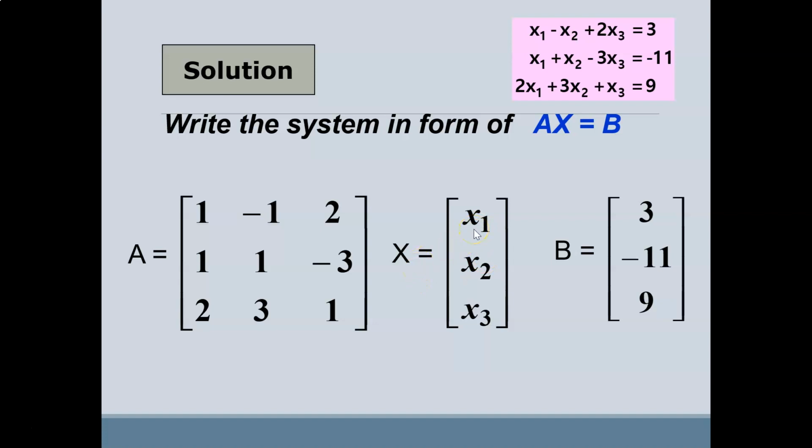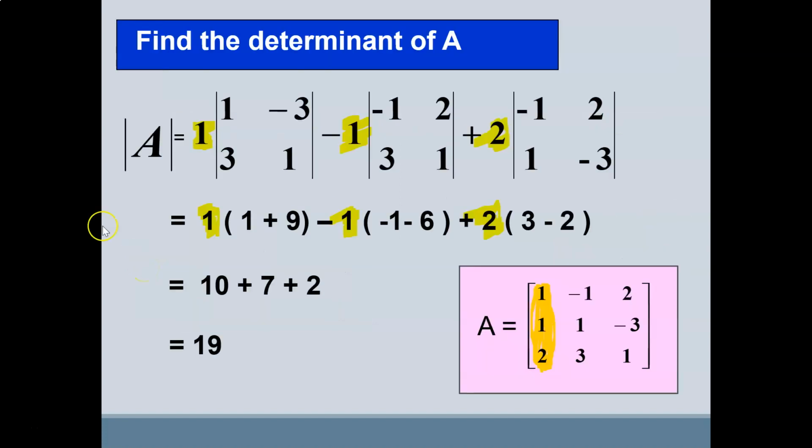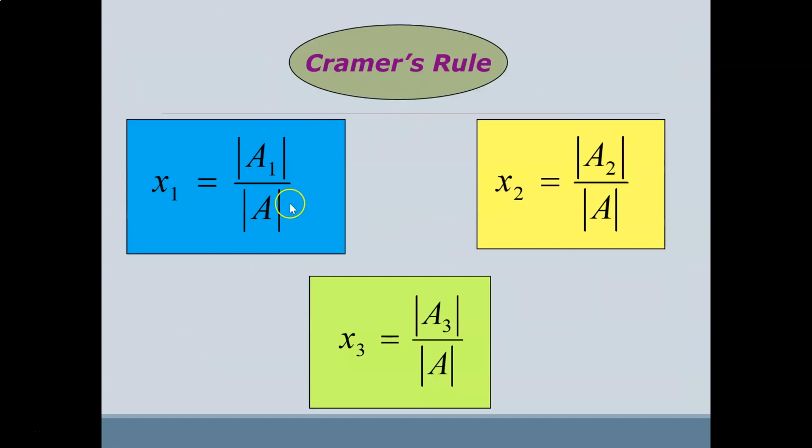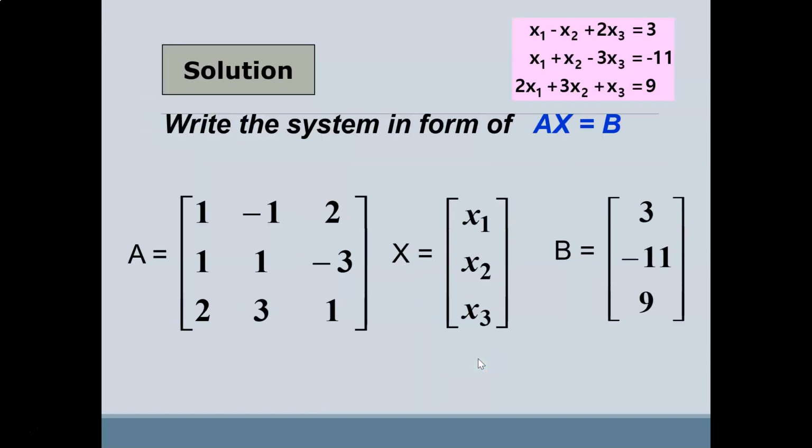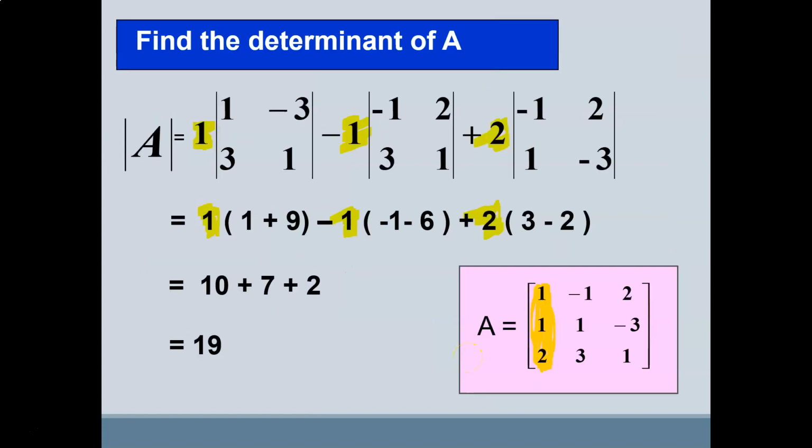Then you need to find your matrix X. Like I mentioned just now, write it in sequence: x1, x2, and x3. And then the solution matrix is 3, -11, and 9. So you have everything: A, X, and B. But you need to find the determinant of A. Why do we need the determinant of A? Because if we recall the Cramer's rule formula, everything is divided by the determinant of A. So of course you need to find the determinant of A first.